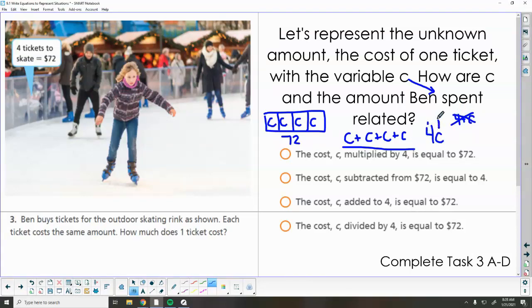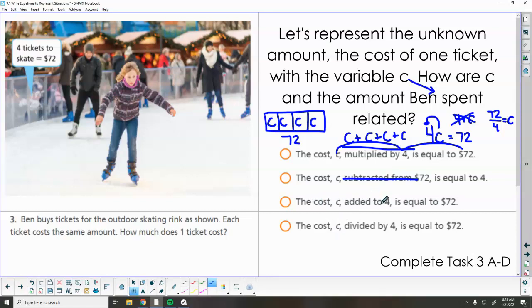So we need to take one ticket and times that by 4, and that is going to equal our total of 72. We could also take 72 and divide it by 4, and that will equal the cost of a ticket. So we want to take our cost, multiply it by 4, and that will equal 72. We don't want to take a ticket away from 72 one time. We would have to do that 4 times. And that still doesn't help us figure out C because we don't know what C is.